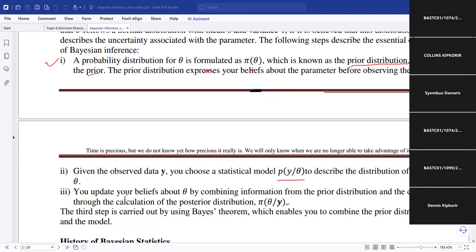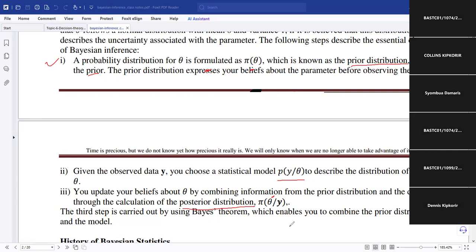Then out of that, we update our belief about theta by combining information from the prior distribution and the data through calculation of what we now refer to as the posterior distribution. And the posterior distribution is now pi theta given the data. So we are updating the distribution of our parameter theta given the data values, and it is based on this particular statistical model that you obtain from the data given the parameter theta.